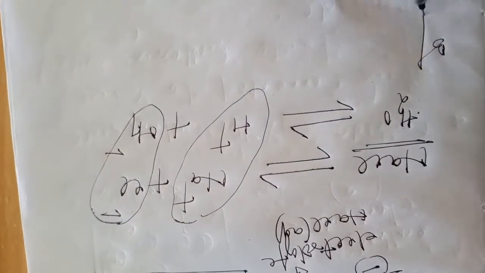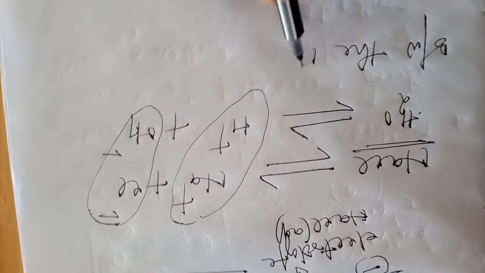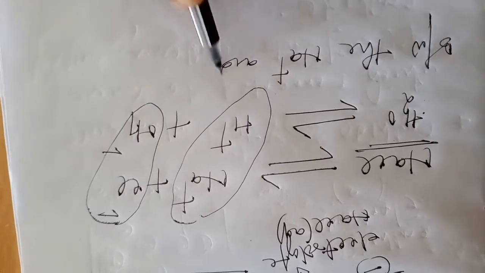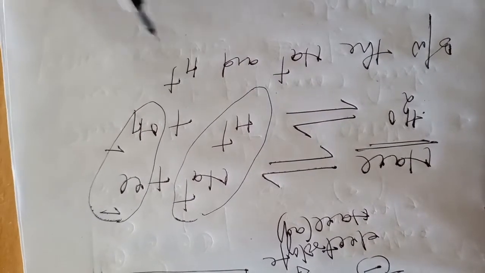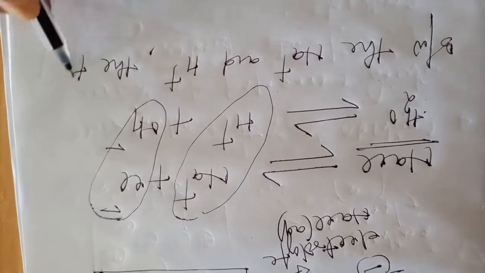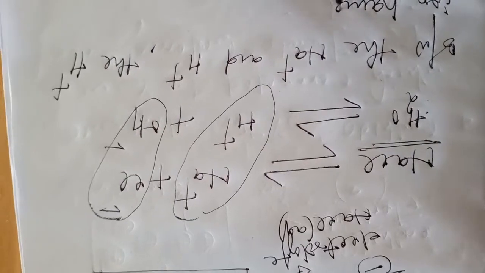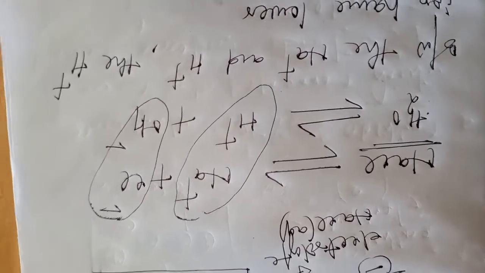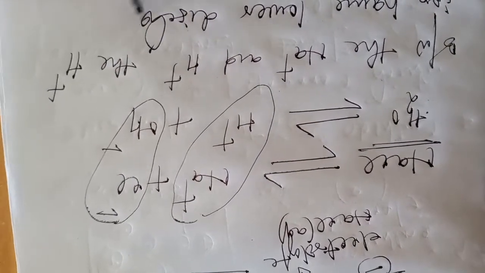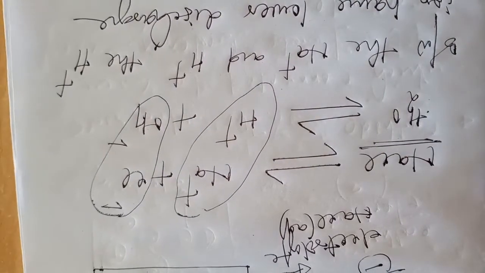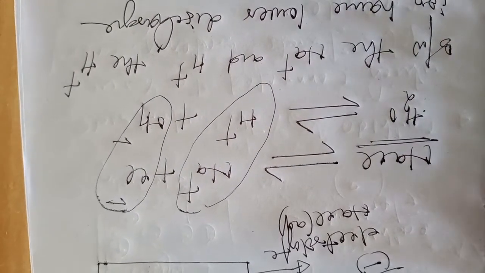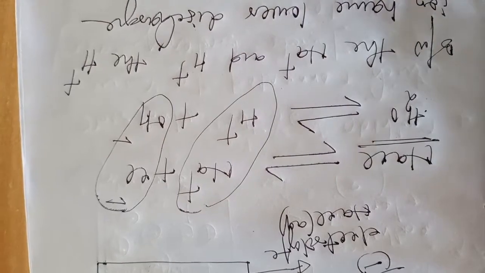So between the Na plus and H plus, the H plus ion has a lower discharge potential.